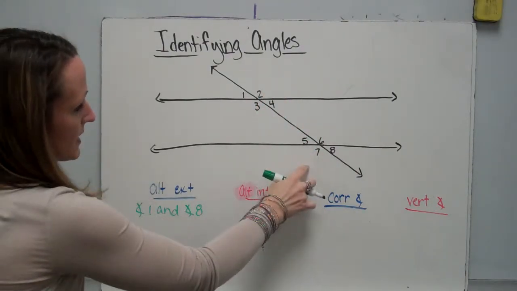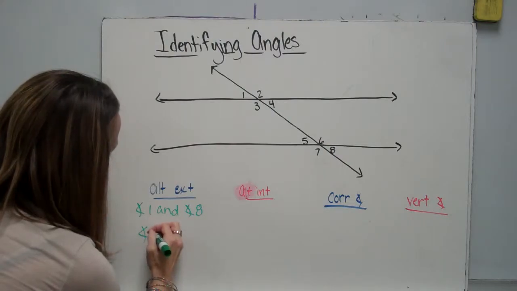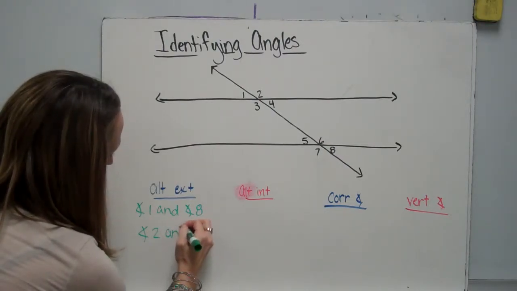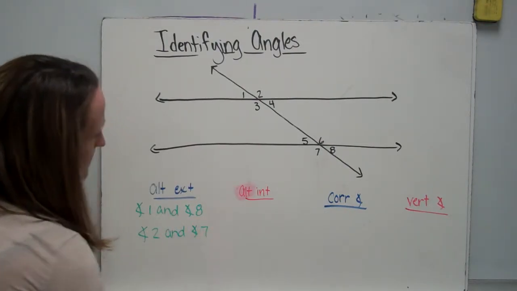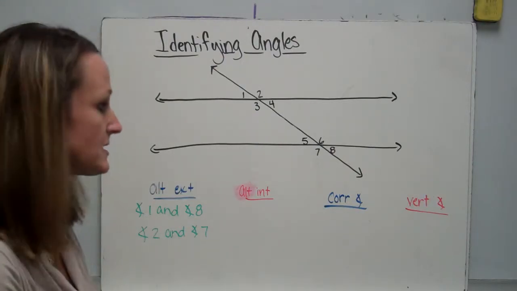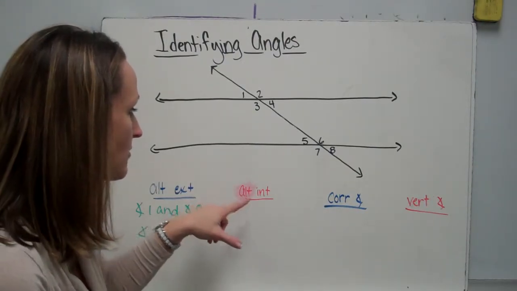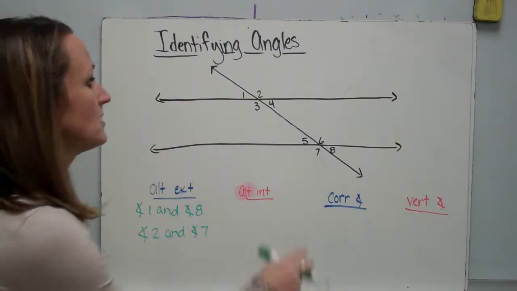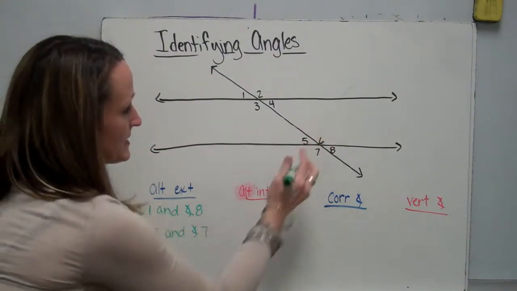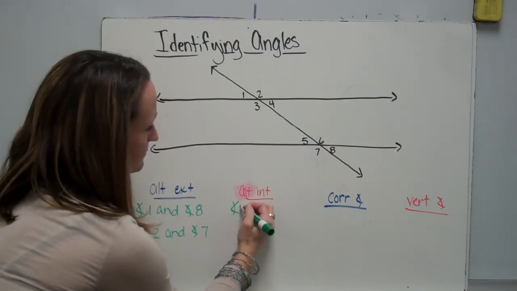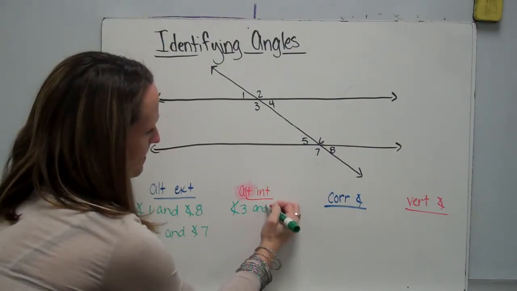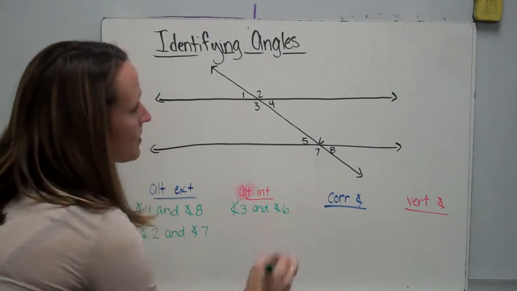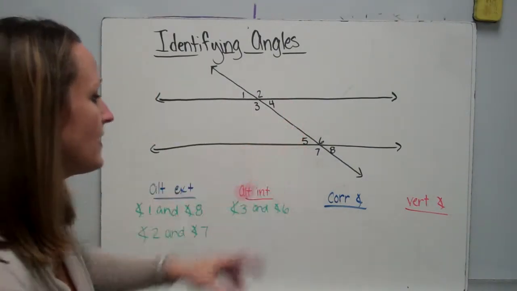Also 2 and 7. These are my alternate exterior angles. So let's go the other way. Alternate interior. We've got to look in between the two parallel lines. So 3 and 6. And also angles 4 and 5.